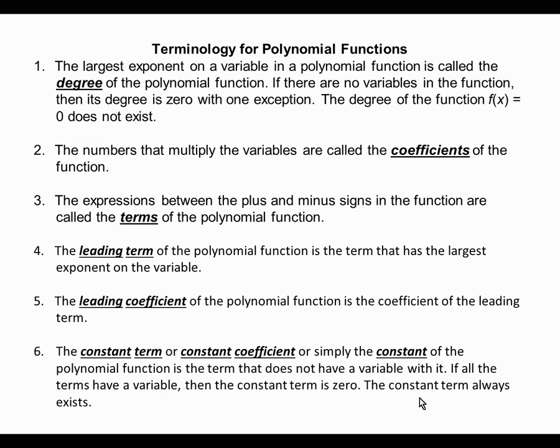For example, f of x equals x. The constant term is 0, because f of x is the same thing as f of x equals x plus 0. So remember, constant term has no variable, and if all terms have a variable, the constant term is 0. Constant term must exist. Leading coefficient must exist. Leading coefficient is not allowed to be 0. Leading term must exist.